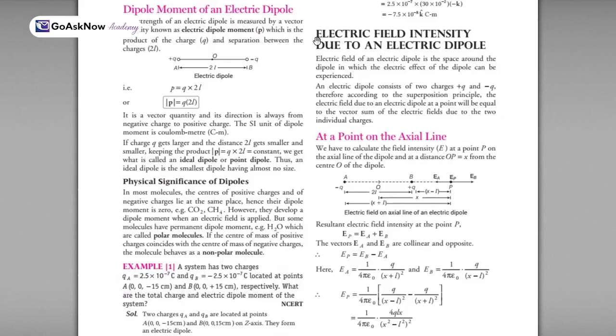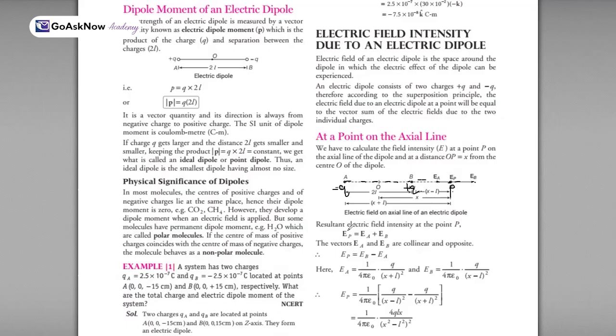Like you can see here, these are two charges, minus q and plus q, and we have to find the electric field intensity at point P that is on the axis of these charges, on the axis of the dipole. Okay, that is in the direction of this axis. So, how to find the electric field at this point?